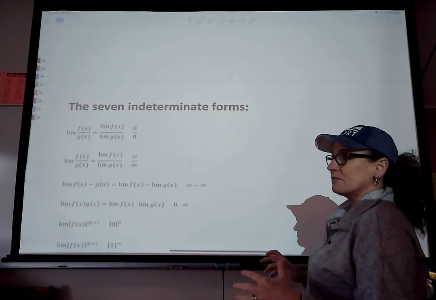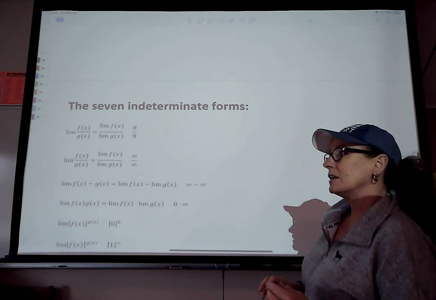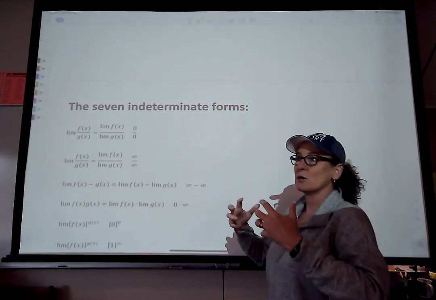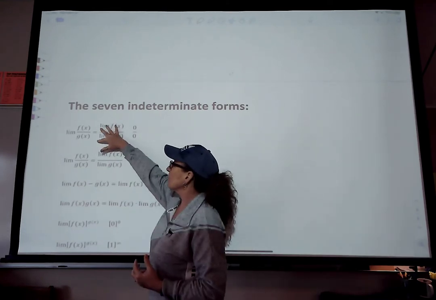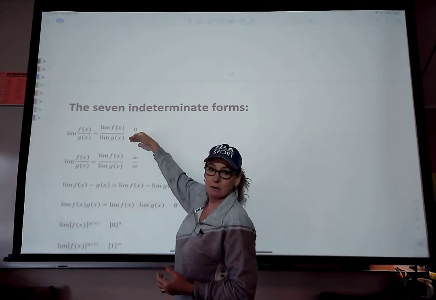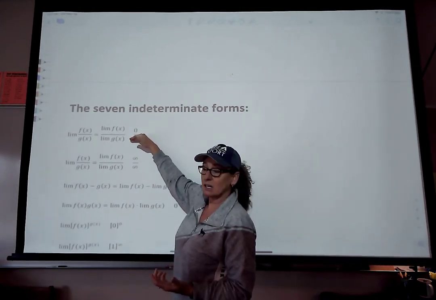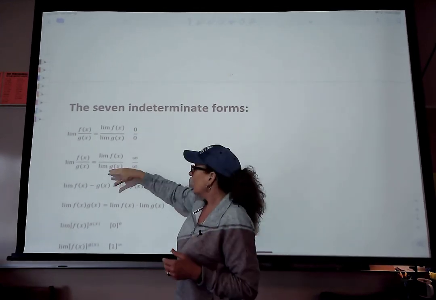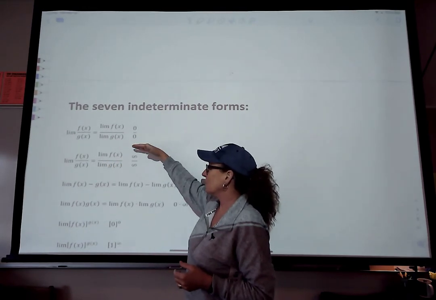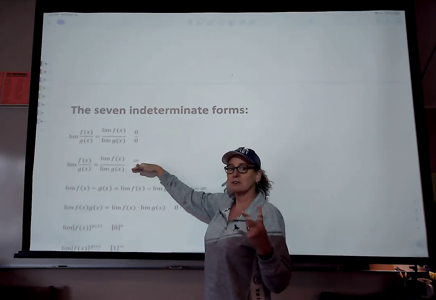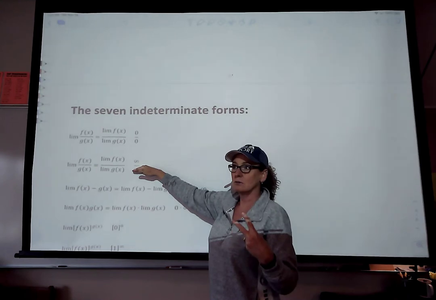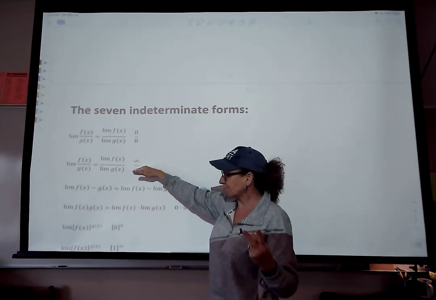There are 7 different types of indeterminate forms. In Calc AB, the only types of indeterminate forms that we encountered were if we sub in a number, we end up getting 0 over 0. That was an indeterminate form. It happened kind of frequently. And then also sub in a number, do your limits, and you get infinity over infinity. Those were the only 2 types of indeterminate forms that we saw in Calc AB.